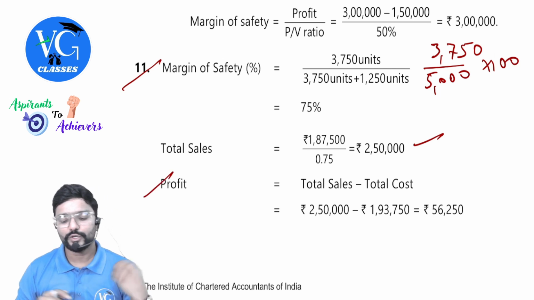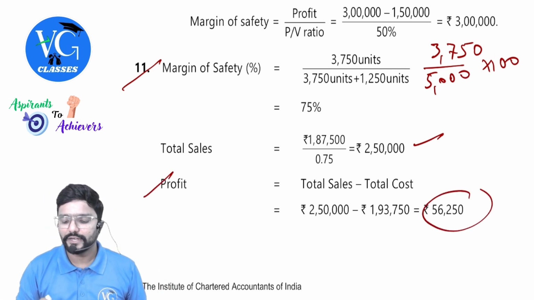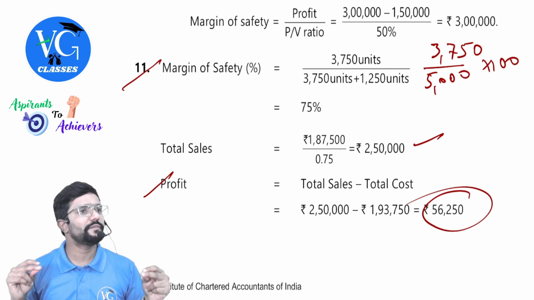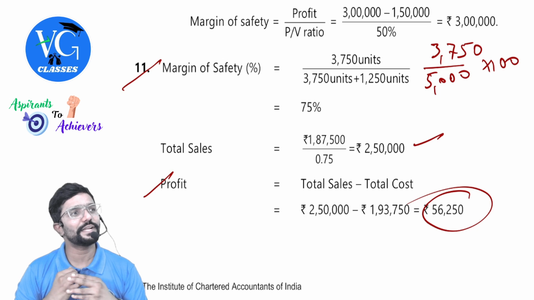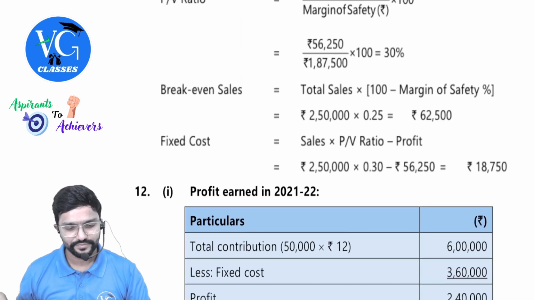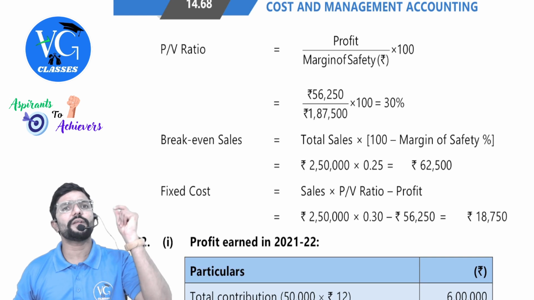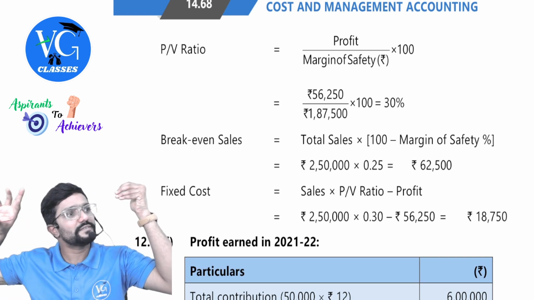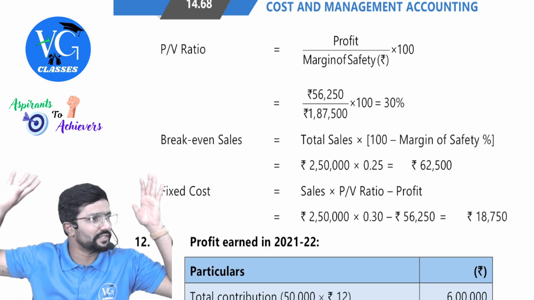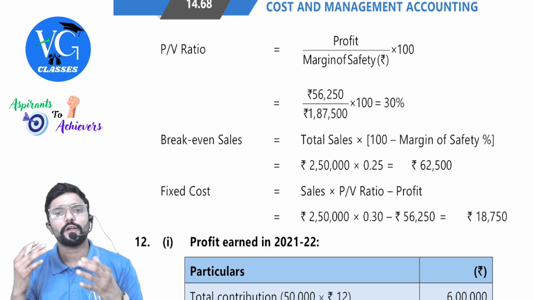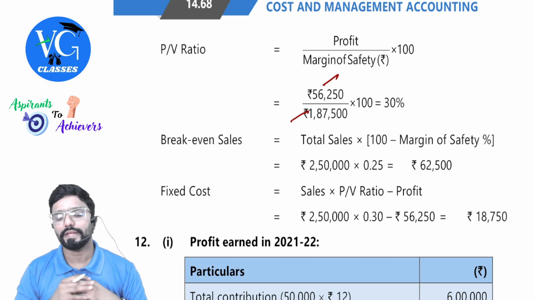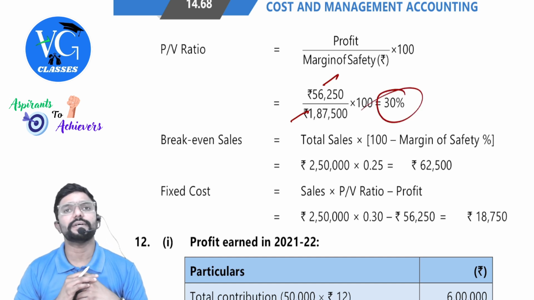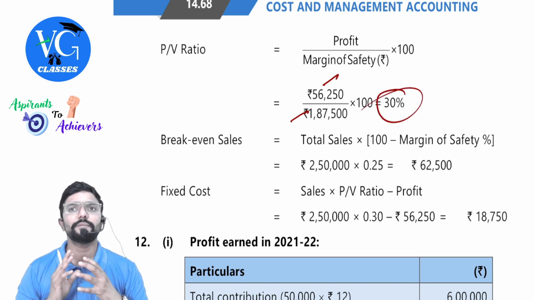Now, profit is equal to total sales minus total cost. How much is that? 56,250. Can we calculate PV ratio now? Profit is there, margin of safety is there. Yes, sir. Guys, you know the profit formula, na? Profit is equal to margin of safety into PV ratio. Let us interchange the position. PV ratio is equal to profit by margin of safety into 100. So we know profit and margin of safety. So how much is PV ratio? 30%. And please be careful, guys.